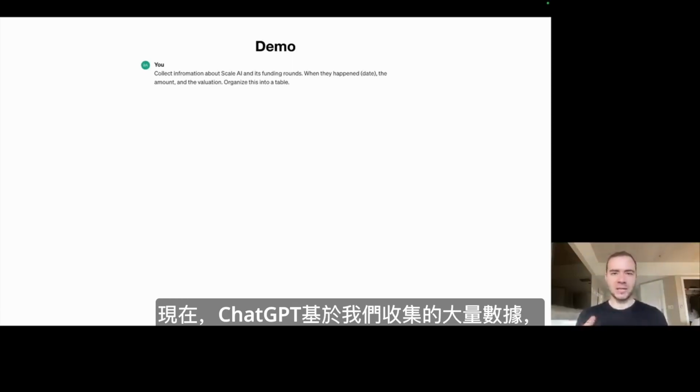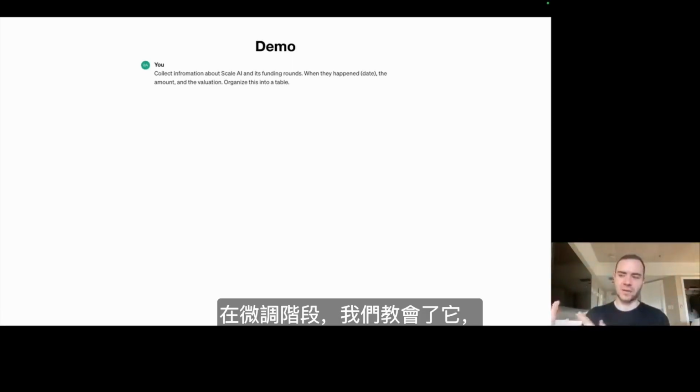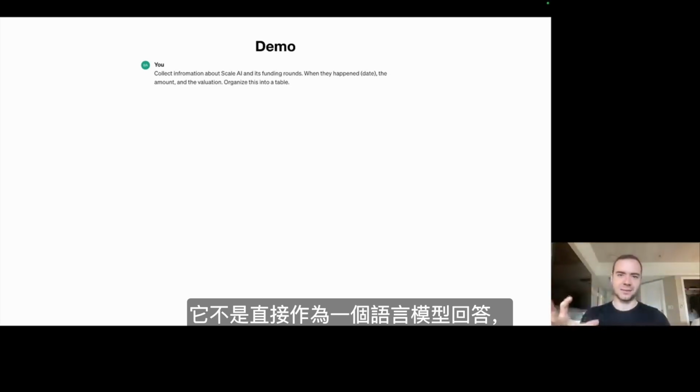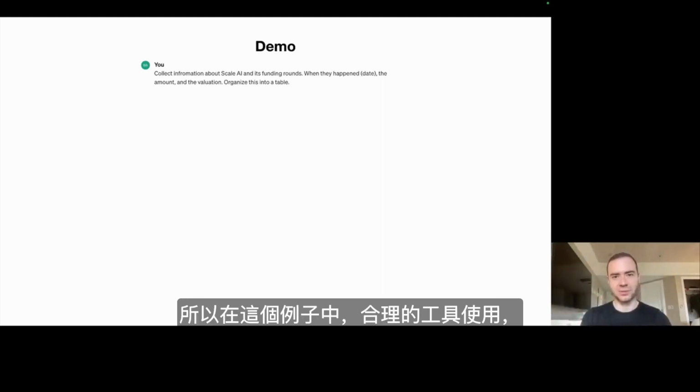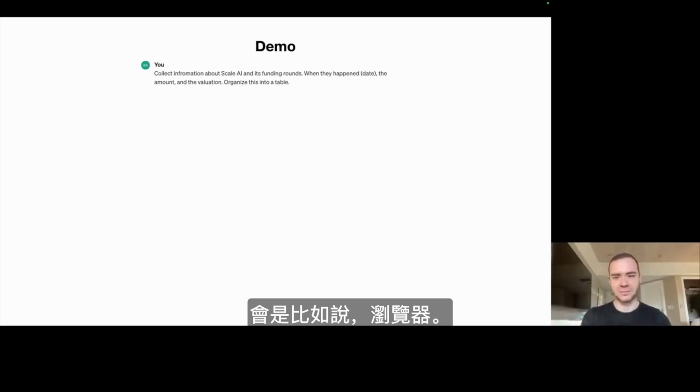Now, ChatGPT understands, based on a lot of the data that we've collected, and we taught it in the fine-tuning stage, that in these kinds of queries, it is not to answer directly as a language model by itself, but it is to use tools that help it perform the task. So in this case, a very reasonable tool to use would be, for example, the browser. If you and I were faced with the same problem, you would probably go off and do a search, right? And that's exactly what ChatGPT does.